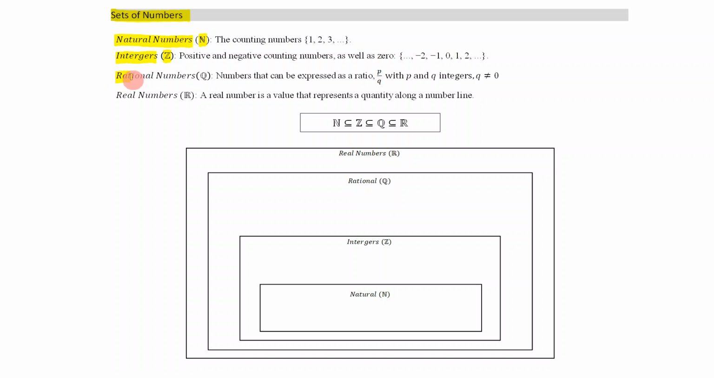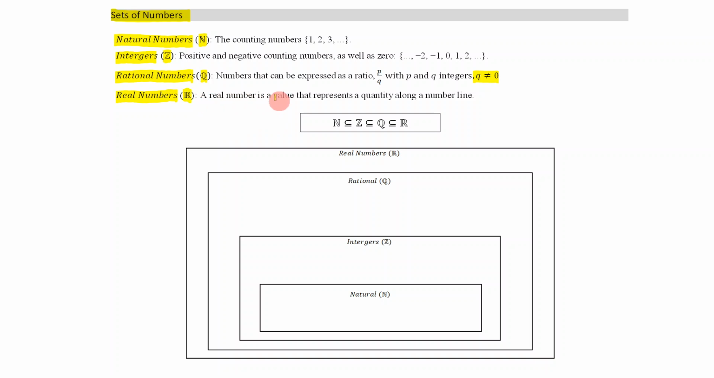Next are your rational numbers, which is denoted with a fancy Q. These are numbers that can be expressed as a ratio, meaning like p over q, with p and q integers. And also you have to remember that your denominator can't be equal to 0. So when you think of rational numbers, what should pop into your head is, can you write it as a fraction? Then next are your real numbers, which is denoted with a fancy R.